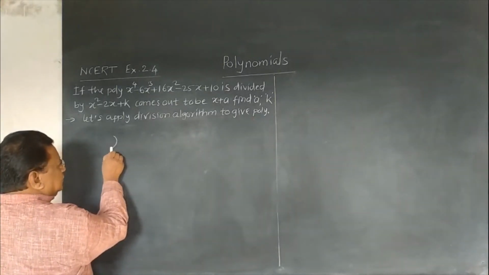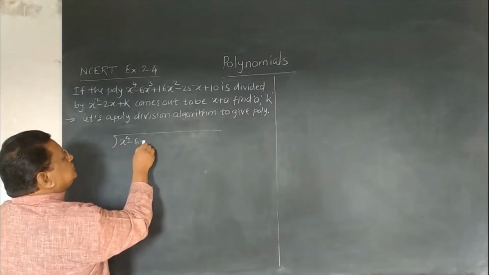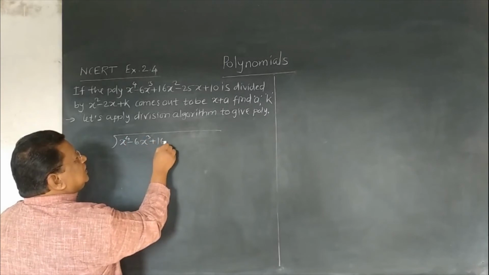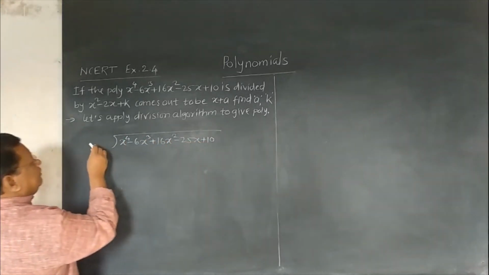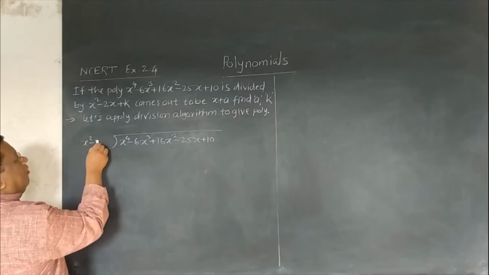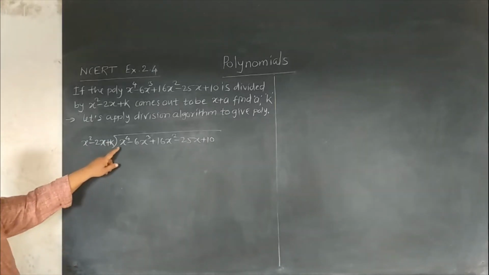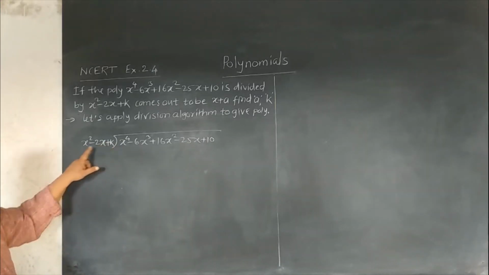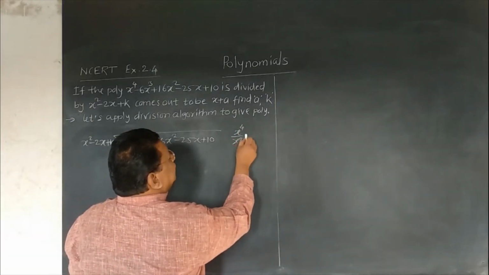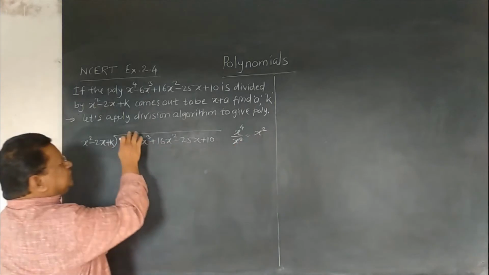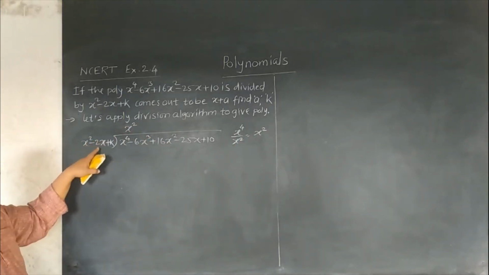So x raised to 4 minus 6x cube plus 16x square minus 25x plus 10 divided by what? x square minus 2x plus k. Consider the first term of dividend and first term of divisor. That is x raised to 4 upon x square is equal to x square. So first term of quotient is what? x square. Multiply each and every term by x square.